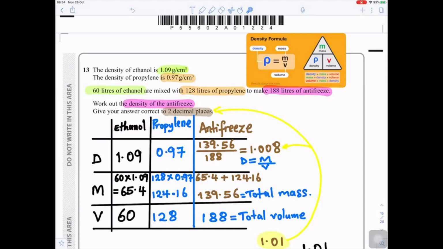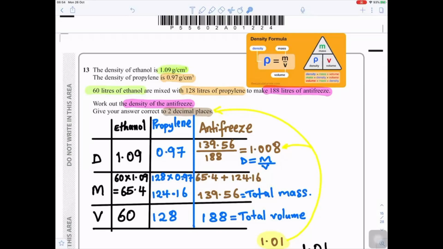So in the first column, the density of ethanol is 1.09, which is given at the top in the question. And the density of propylene is 0.97, which is also given. Now we can find the mass.